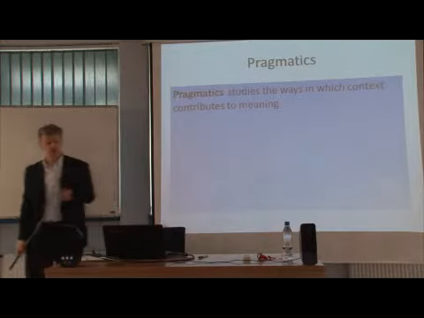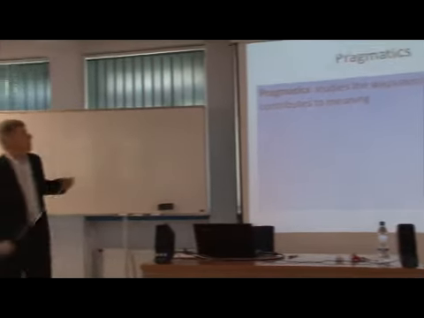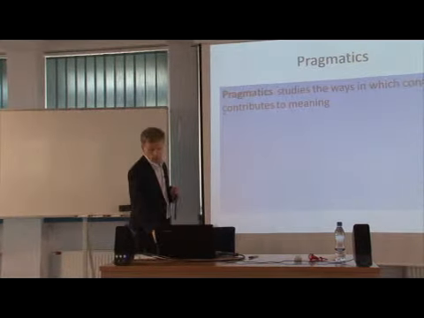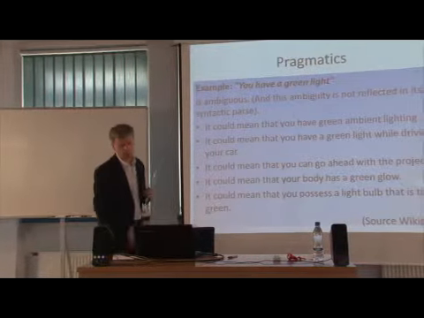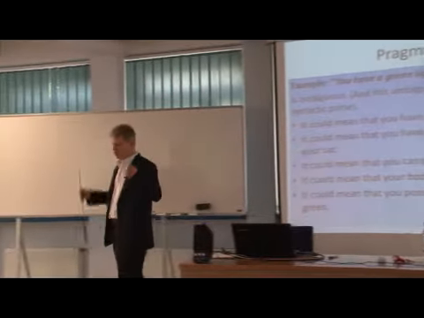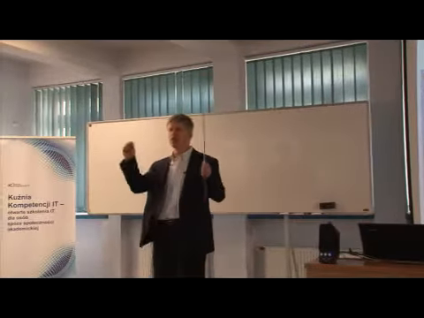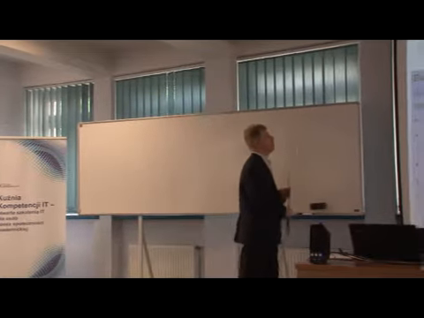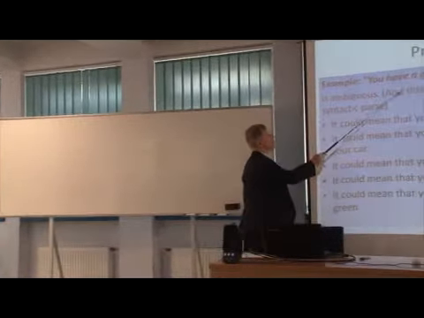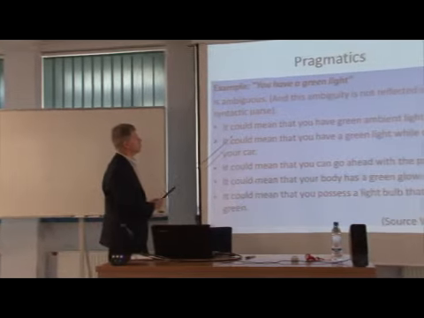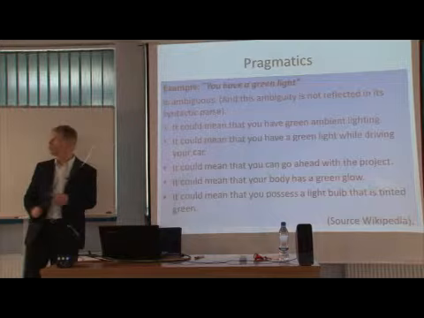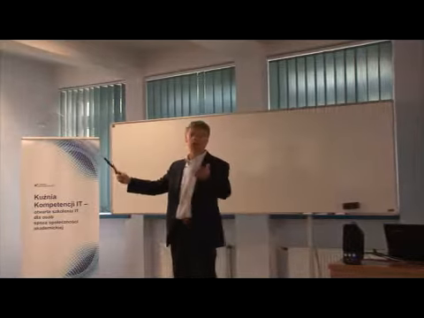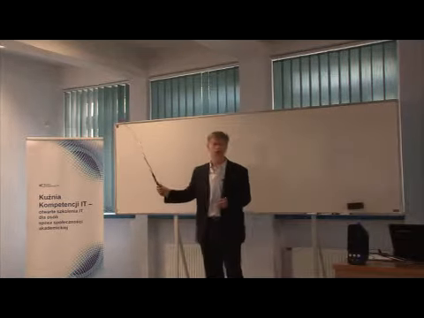So the final concept is pragmatics, which studies the ways in which context contributes to meaning. Let's look at some examples. Yes, we can get from the grammatical structure some basic semantic structure, but what it really means is not that obvious. For instance, the sentence "you have a green light" is ambiguous. It could mean that, for instance, this light is not white or green. If this light was green, somebody here in the audience could say, "you have a green light."